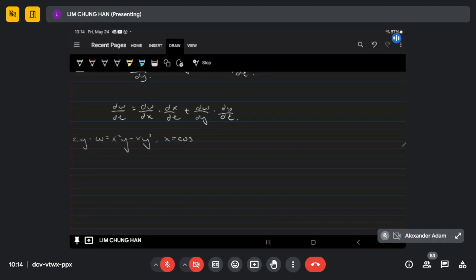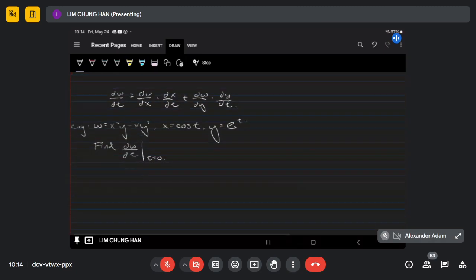x is equal to cos t. y is equal to e to the power t. Find dw dt when t is equal to 0. Okay, so find dw dt.